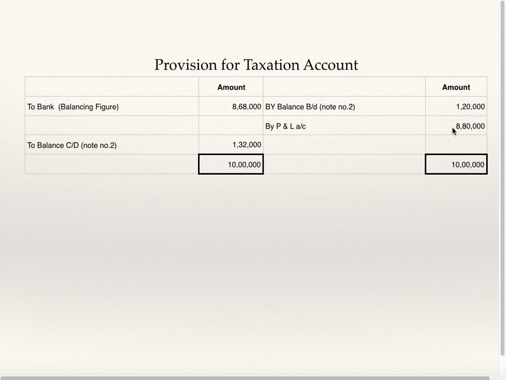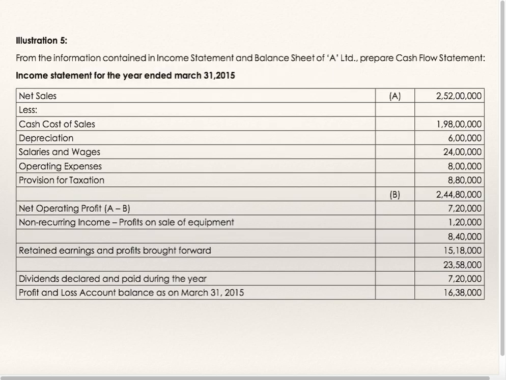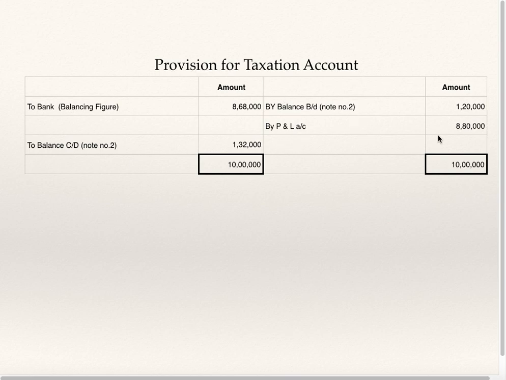By profit and loss account 8,80,000. If you refer income statement, provision for taxation is given as 8,80,000. It is debited in profit and loss account, that is income statement. So it is to be credited to provision for taxation account 8,80,000. Balancing figure is payment of tax to bank 8,68,000. This will be shown under operating activity as payment of tax outflow 8,68,000.